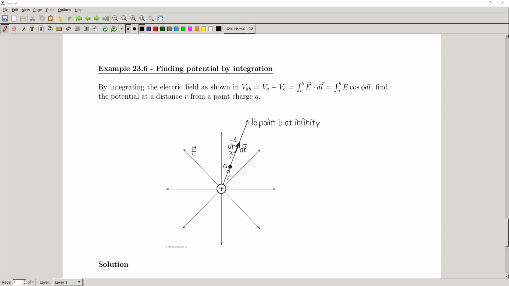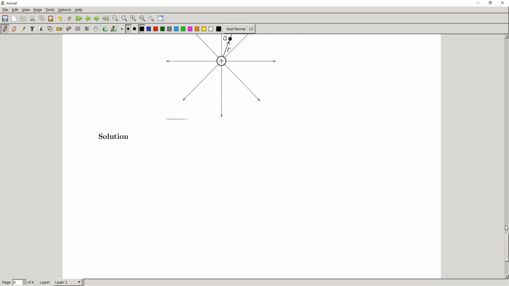Okay, and so that's basically how we're gonna approach the problem. So let's begin down here. To start off with, we've set our potential at infinity, which is our potential at b, to be 0. Okay, so we're setting that up.